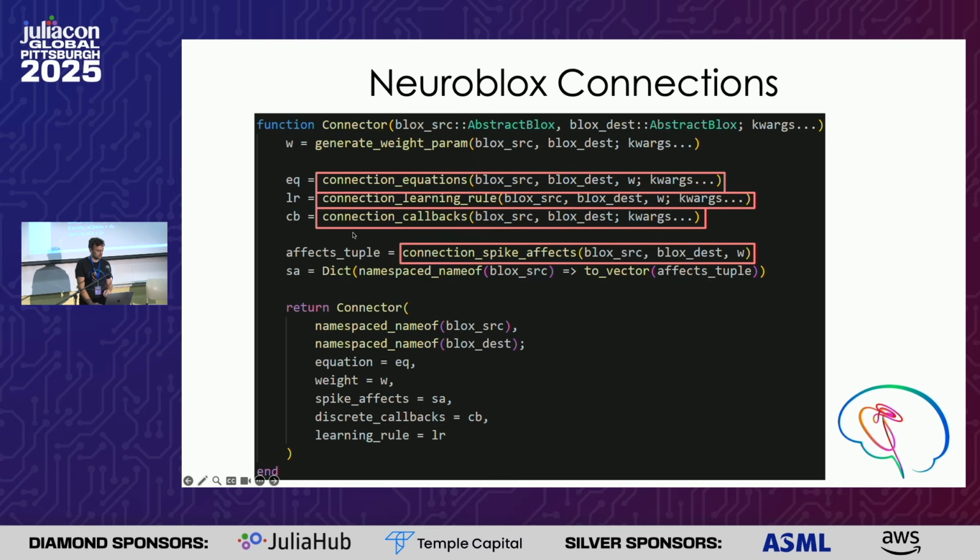Connections can also have callbacks, so you can have connections that change some parameter if some condition is met. A classic example would be that at certain time steps, certain connections turn themselves off. They're on for a certain amount of time, say in a stimulus block. You want to play a movie into the cortex, and then eventually it turns off, and the simulated brain thinks about what it saw.